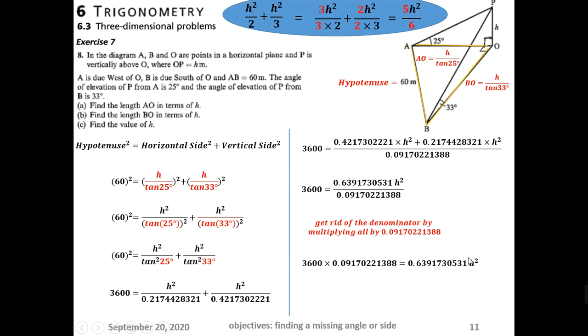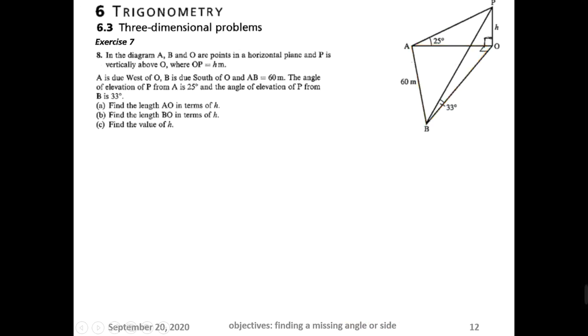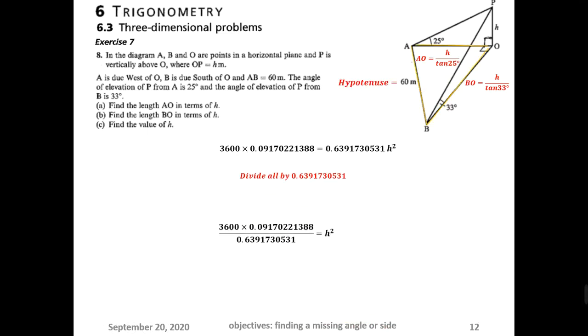Now, we're going to get rid of the coefficient of h squared. We're solving for h squared, so we're going to get rid of the coefficient by dividing all by 0.639. So, when we get rid of the coefficient, h squared is going to be 3,600 times 0.0917 over 0.639.